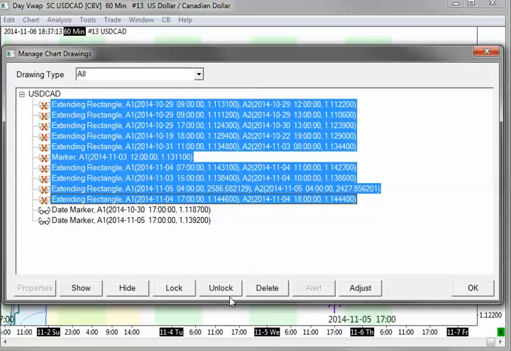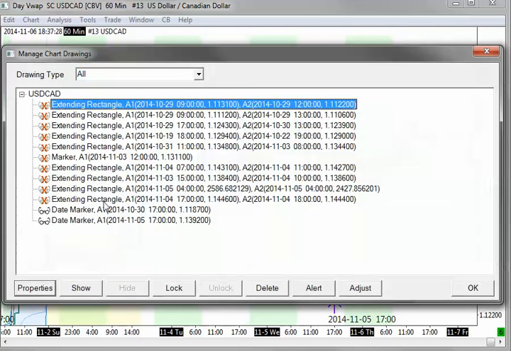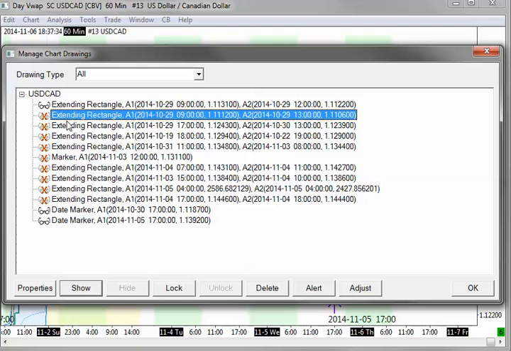All right, unhide, unlock. Show. Oh, there you go.